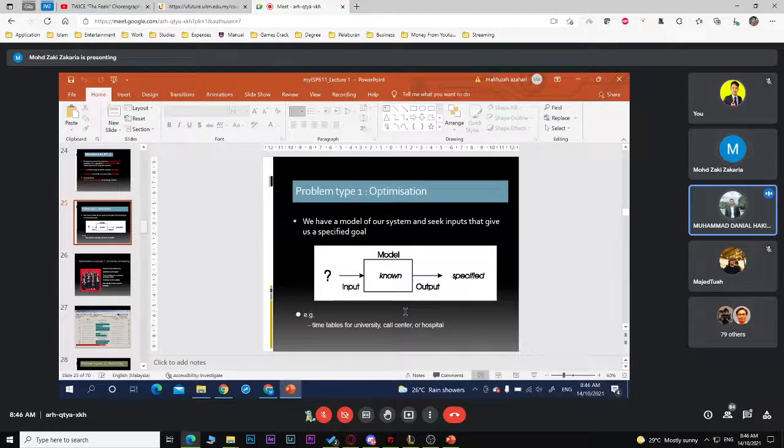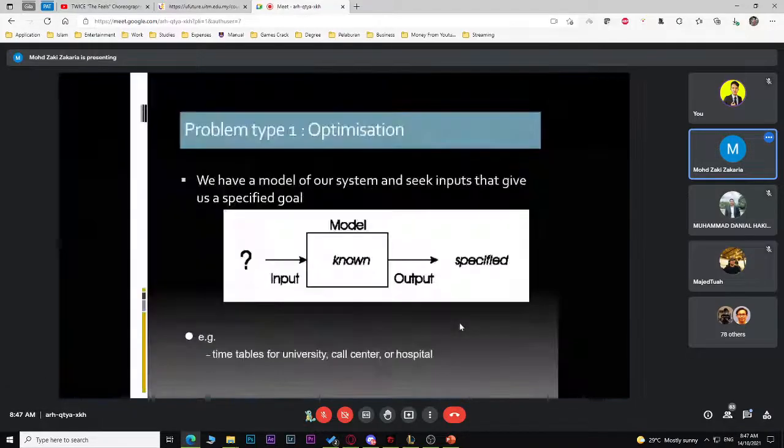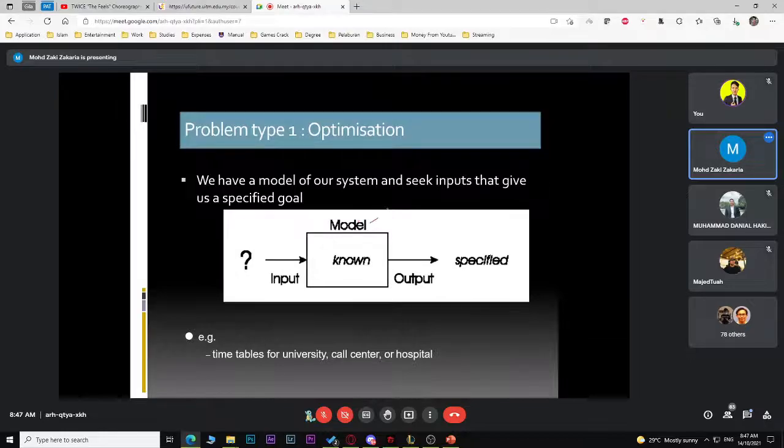Sir, yang model tu maksudnya jenis-jenis algoritma ke? Ya, algorithm. Model. Model means under this model, we need to define here, ni, this model. First, we need to do the analysis of the problem.